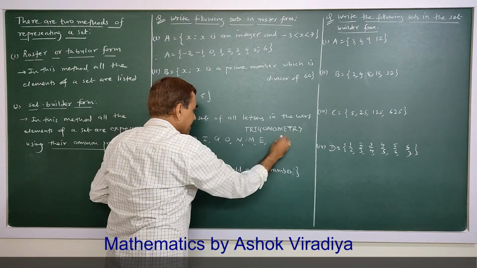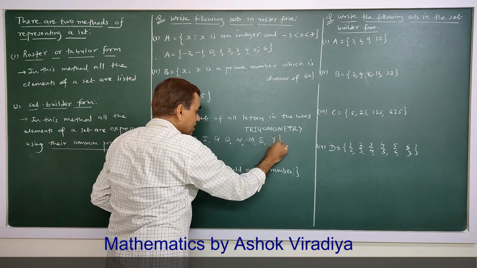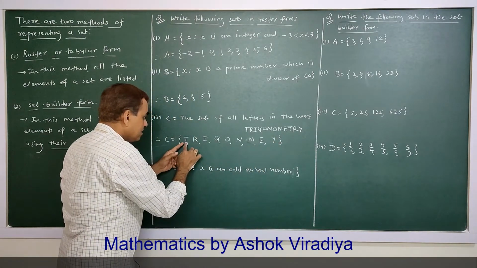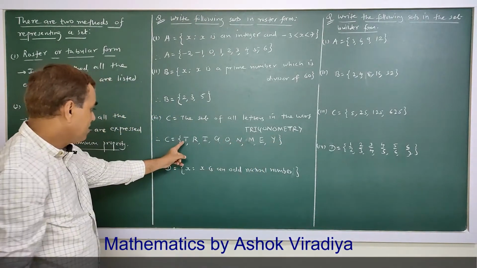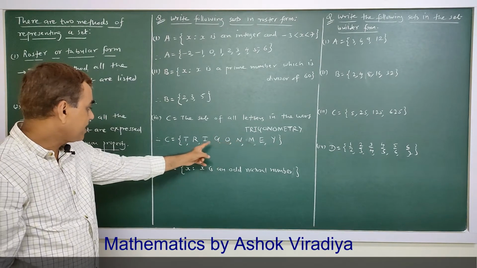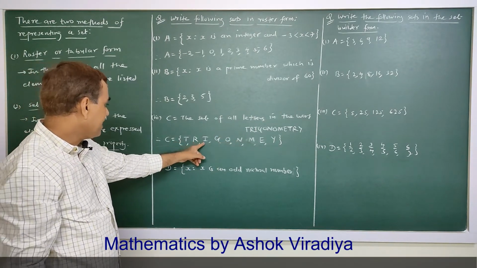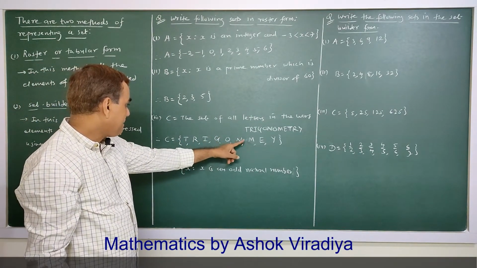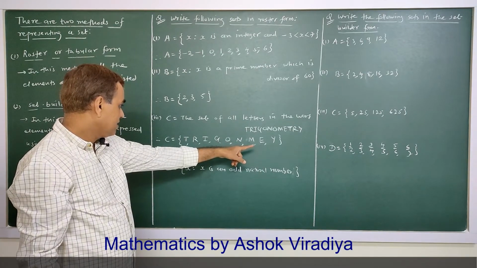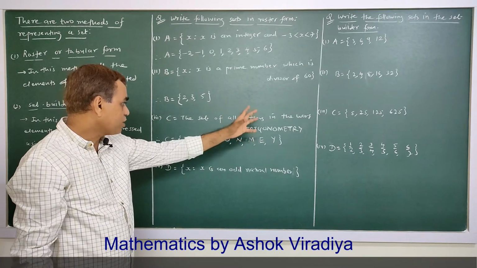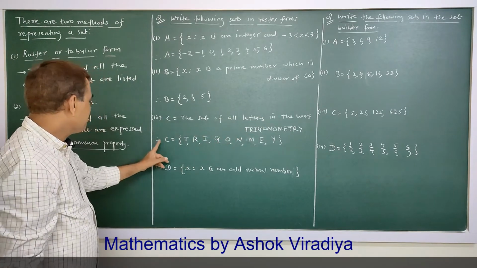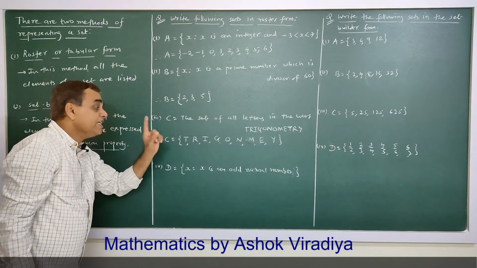Y is not taken, so take Y. Now check this list. No repetition allowed. Every element appears one and only one time. TRIGONOMETRY. So the set of all letters of the word trigonometry is the set C in roster form.